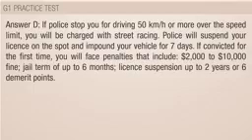Answer D. If police stop you for driving 50 km per hour or more over the speed limit, you will be charged with street racing. Police will suspend your license on the spot and impound your vehicle for 7 days. If convicted for the first time, you will face penalties that include a $2,000 to $10,000 fine, a jail term of up to 6 months, and license suspension up to 2 years or 6 demerit points.